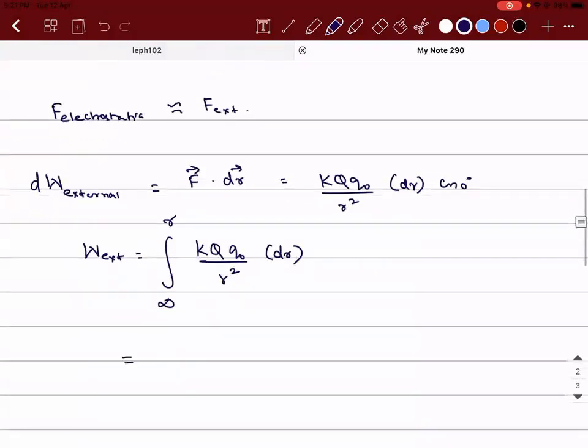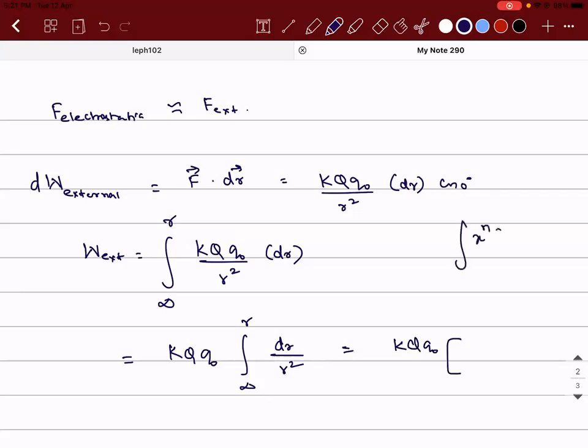Right? So this is equal to what can be taken out of the integral? What are all constants? k, q, q naught. All these are constants. So k, q, q naught is a constant, and the integral of dr divided by r square from infinity to r is equal to k q into q naught into the integral of 1 by r square.